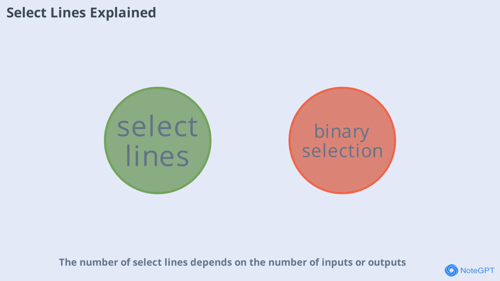Select lines are the control signals that tell the MUX or DEMUX which input or output to use. The number of select lines depends on the number of inputs or outputs. For example, 2 select lines can control 4 inputs or outputs, since 2² equals 4. This binary selection process is at the heart of how multiplexers and demultiplexers operate.